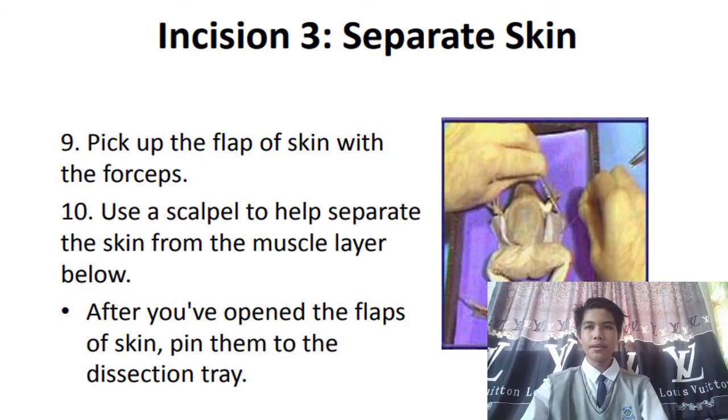Incision 3, separate skin. Number 9: pick up the flap of skin with the forceps. Number 10: use a scalpel to help separate the skin from the muscle layer below. After you've opened the skin flaps, pin them to the dissection tray.